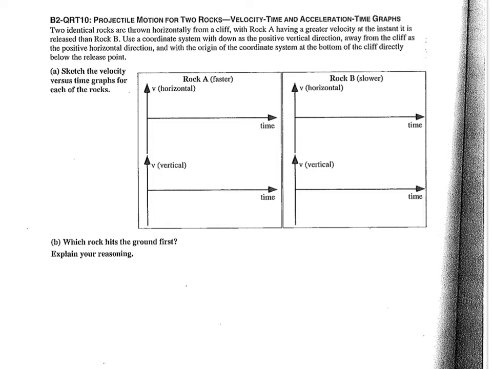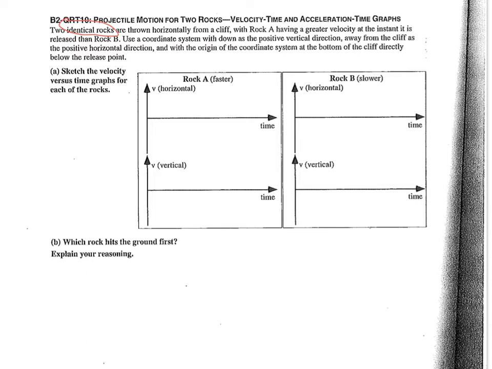I'm going to start by reading the question, and I think that's actually a place that a lot of people get tripped up, so I'm going to try to be very careful about it. Two identical rocks, that probably means that they have the same shape and mass, but I also remember that mass doesn't matter in motion of things that are in free fall. So that's not that important.